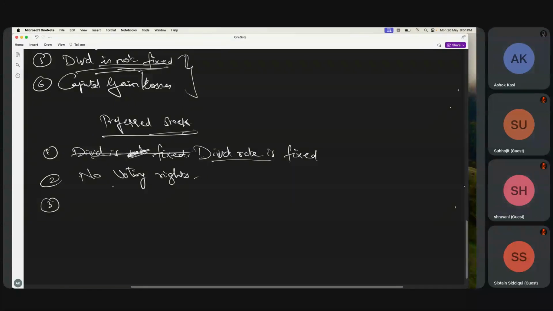So you understood now why voting rights are not given? Because when you get something very fixed, dividend rate is fixed, you don't care about the management. Even if the company makes extremely good profits because of your decision, you are not going to get anything extra. So that's why you are not being a part of the management.